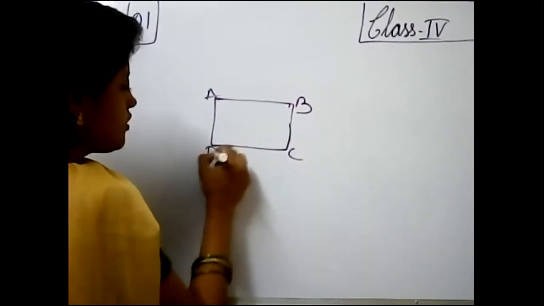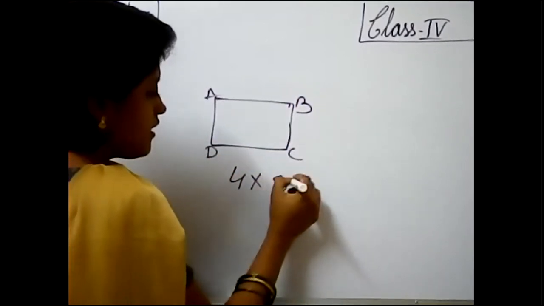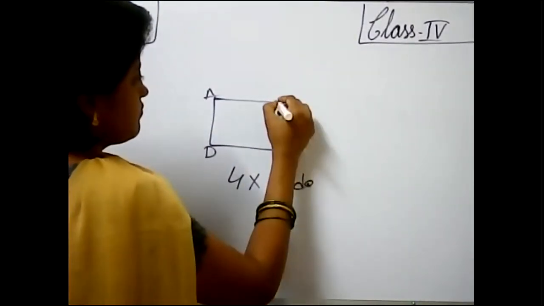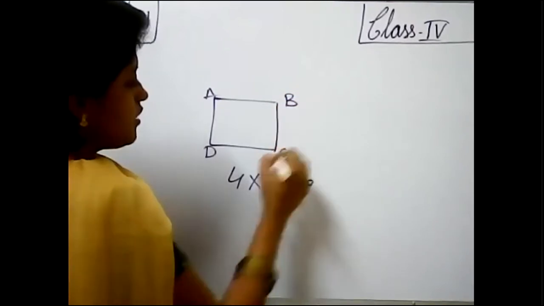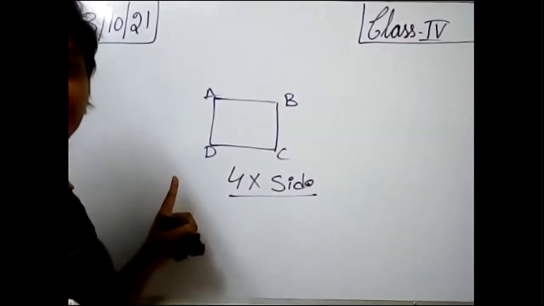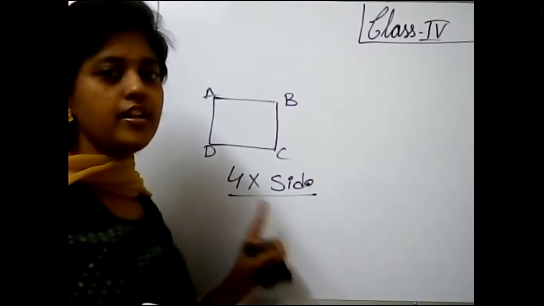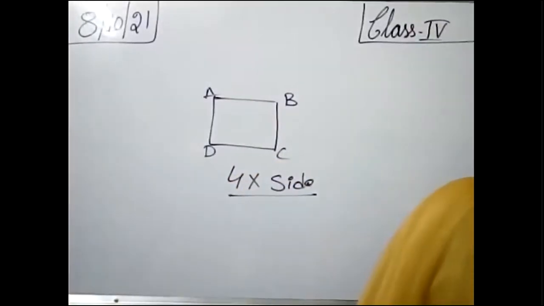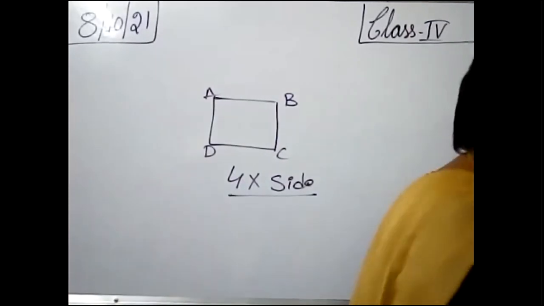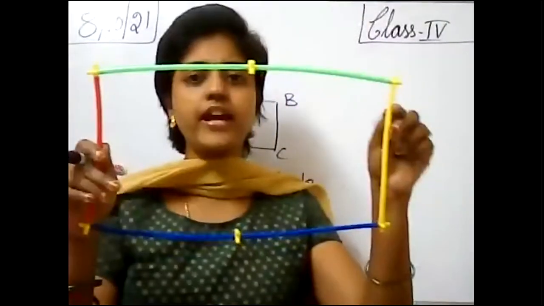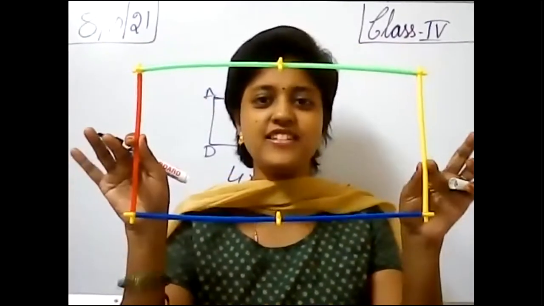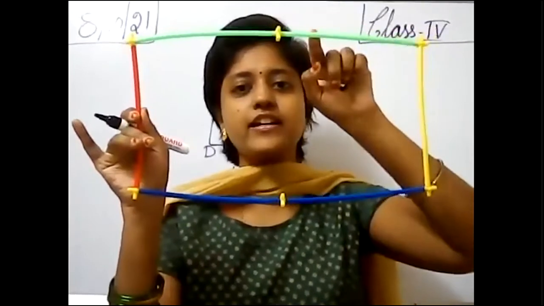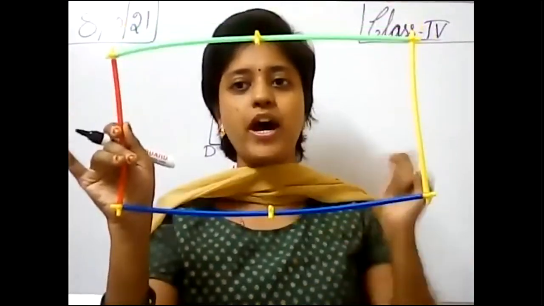Ma'am, you draw the triangle. 4 into sides. 4 into S. The perimeter of a square is 4 into S. Up to here we have discussed yesterday. So now what is the next concept? Perimeter of rectangle. Children, what is this? Is it looking like a rectangle? Yes, ma'am, rectangle.